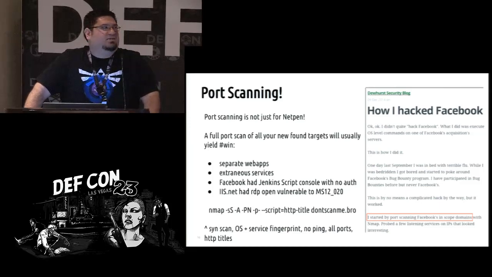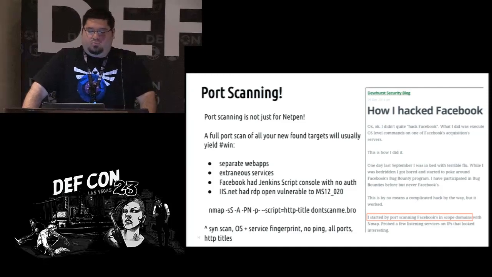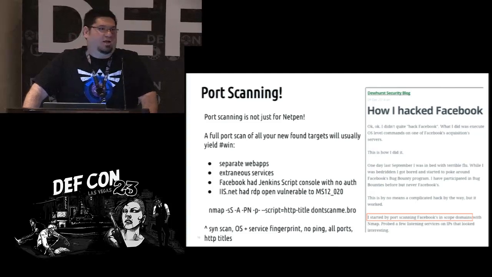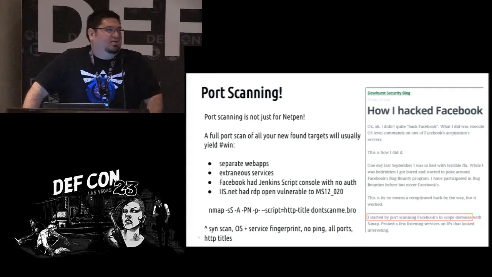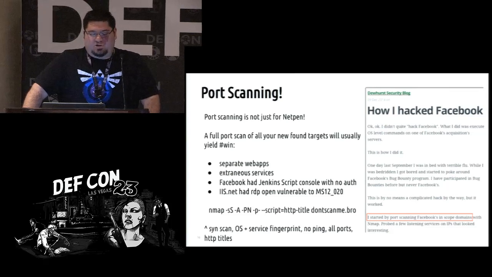So is.net, the Microsoft domain that evangelizes .NET, had RDP open to the world with MS12-020 on it. Vulnerable, and so that was a thing. So yeah, just go ahead and use a simple nmap syntax to start port scanning all of your sites and make sure you check all those services.